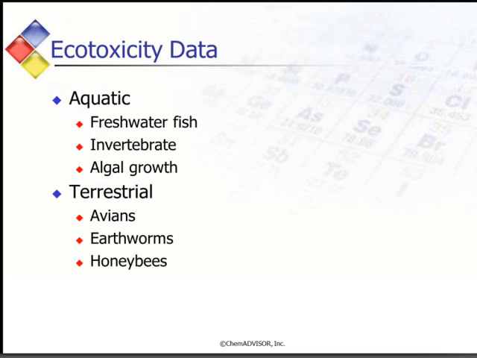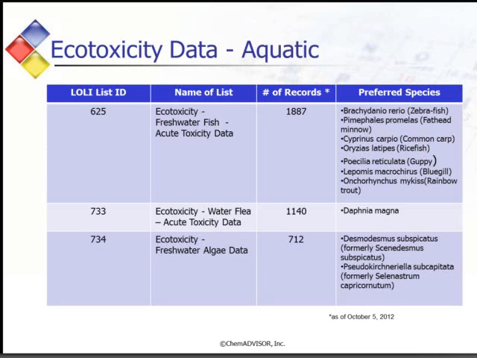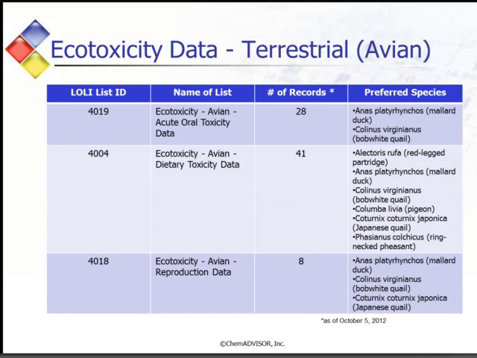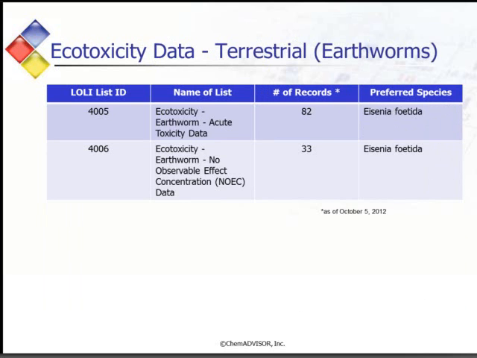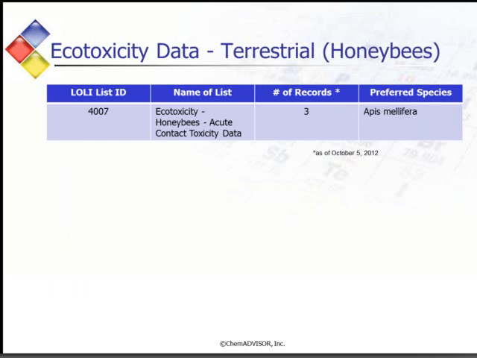Ecotoxicity data address aquatic as well as terrestrial endpoints. While this information is not required by OSHA, it can be helpful for communicating some environmental hazards or also supporting global compliance. Some of the lists that we include address freshwater fish, water flea, algal data, avian toxicity, and earthworm toxicity, and then finally bees.